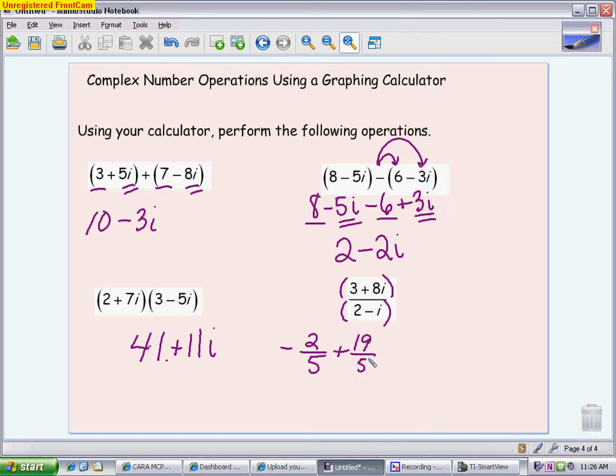Remember, your answer is made up of your real part, that's the negative 2/5 part, and your imaginary part, the 19/5 i. And that is how you do all operations. Again, everything is on your calculator. As long as you use parentheses correctly and know where that i button is, these problems should be very easy for you.